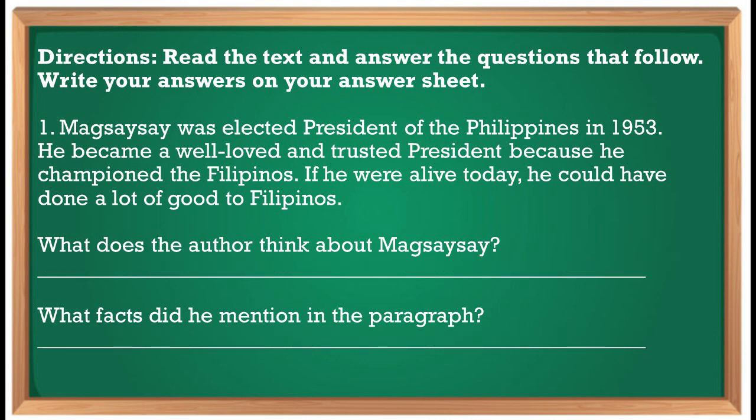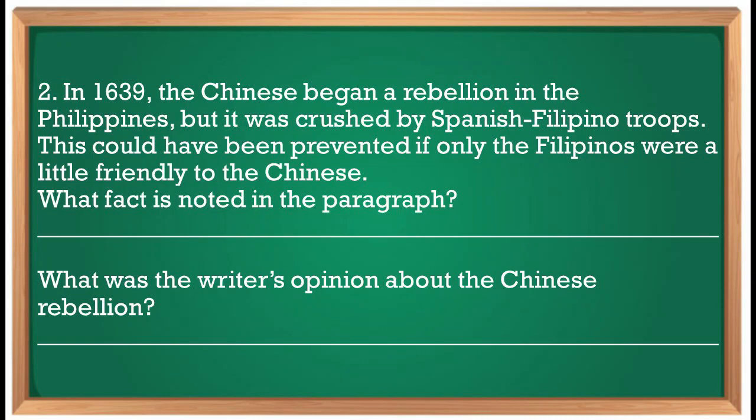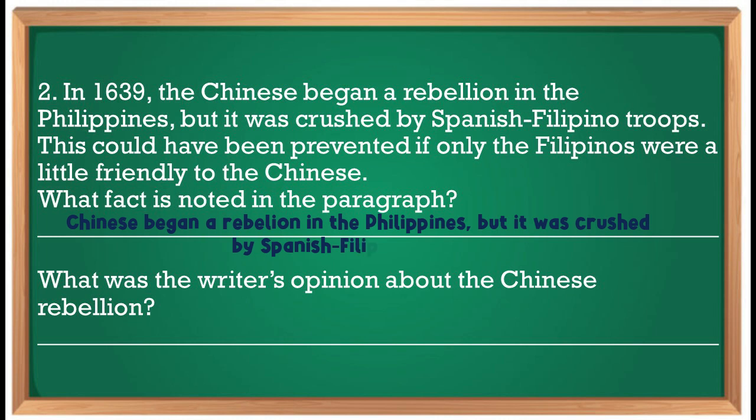Now let's go to the second paragraph. In 1639, the Chinese began a rebellion in the Philippines, but it was crushed by Spanish Filipino troops. This could have been prevented if only the Filipinos were a little friendly to the Chinese. Let's have the questions. What fact is noted in the paragraph? The answer: Chinese began a rebellion in the Philippines, but it was crushed by Spanish Filipino troops.